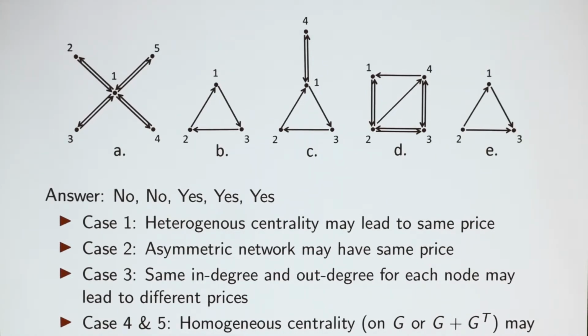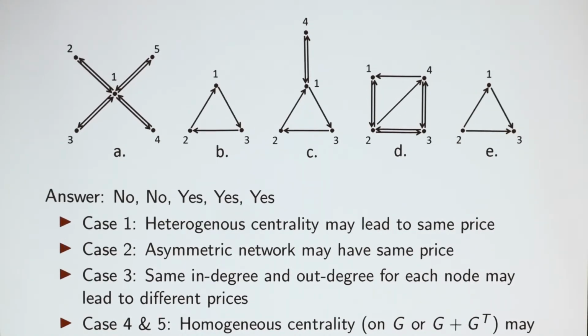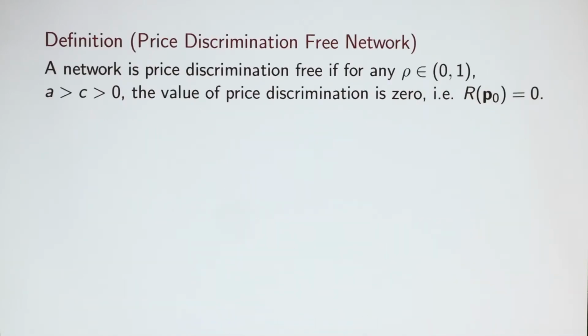Now, at first glance, it looks a little bit mysterious whether or not a network will have value of price discrimination. Can we actually find a sufficient and necessary condition for this? And the answer is yes. Before doing that, we introduce a definition. A network is called a price discrimination-free network if for any externality coefficient rho and any A greater than C that are positive, the value of price discrimination is 0. That is, the regret is 0 or the fractional regret is 0.